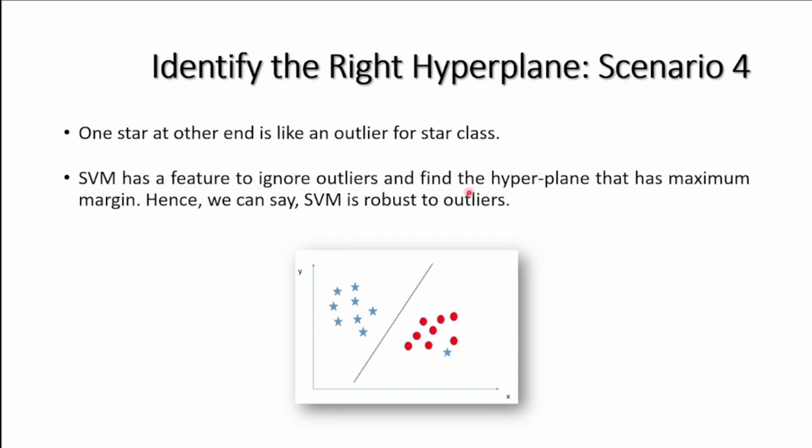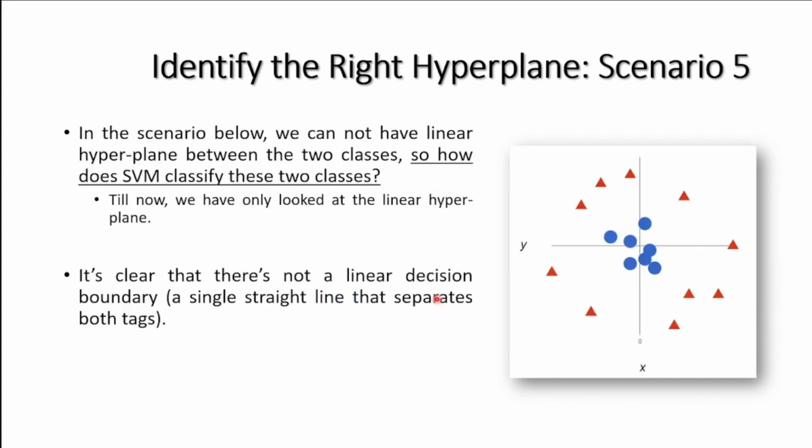SVM has a feature to ignore outliers and find the hyperplane that has the maximum margin. Hence, we can say that SVM is robust to outliers here. This is the best choice for selecting our hyperplane for discriminating the two classes, stars and red circles. Okay, right. In the next scenario 5, we have X and Y, with red triangles and blue circles. In this scenario, we cannot have a linear hyperplane between the two classes.